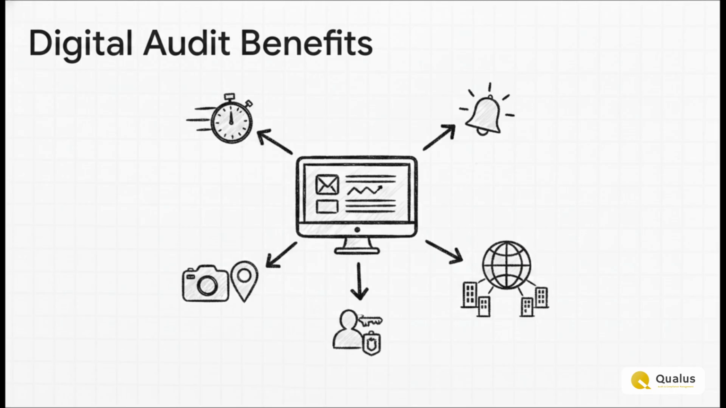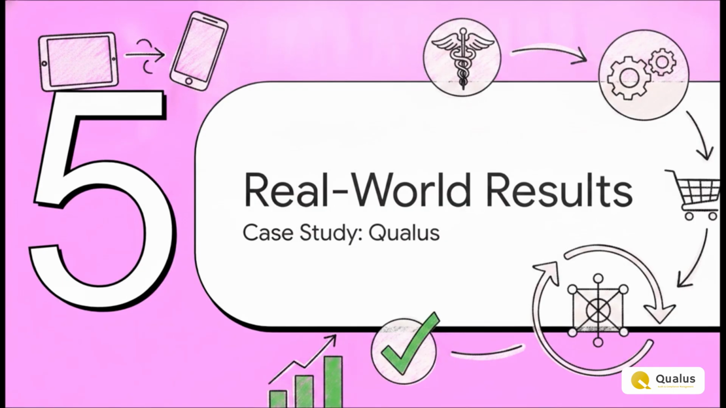With a digital system, you can update a compliance checklist and instantly roll it out to over 100 sites at once, with perfect accountability through role-based access. That ensures everyone only sees the exact data they need to do their jobs. Game changer, right? All right, let's bring it all home with Section 5, Real-World Digital Results.